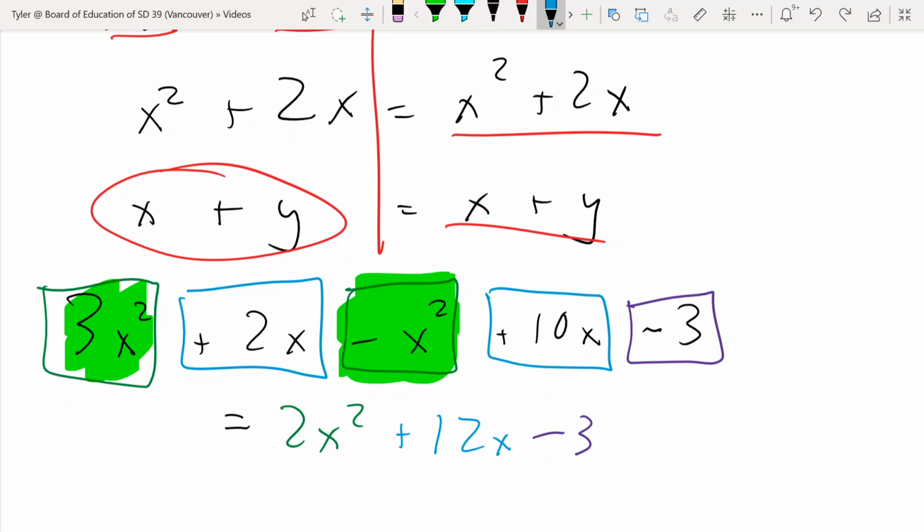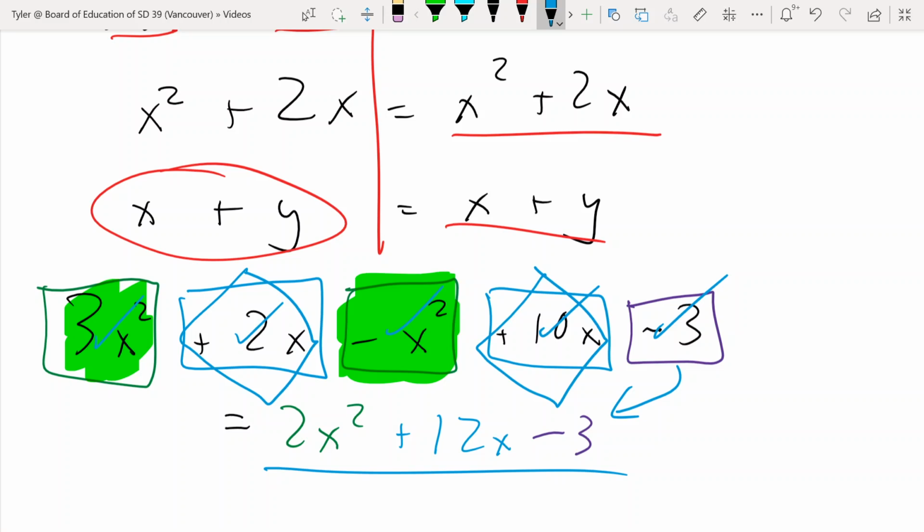Then we have 2x, and I can do it like right here. And then this 10x, those are both x's. They go together. They're positive. It's going to give me 12x. And then I just had this minus 3 left over. Careful, even if it doesn't match with anything, it still needs to move down. So we did these ones, we did these ones, and then now we did this one. And this is the simplified answer, the simplified expression.